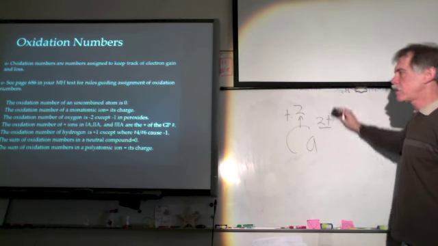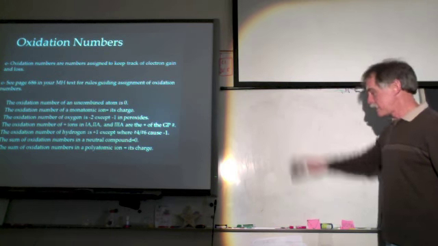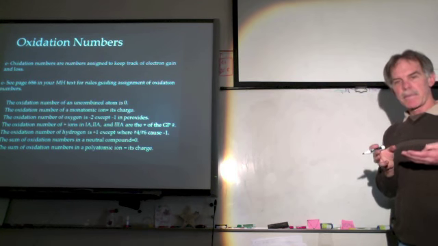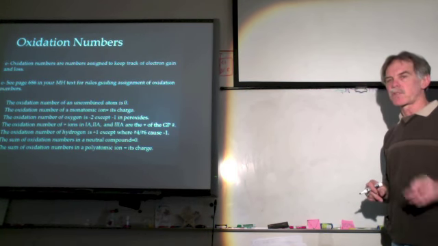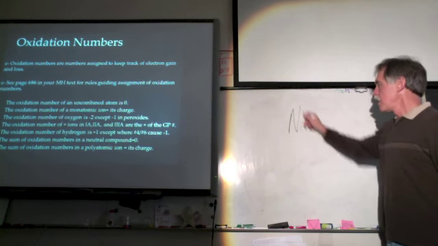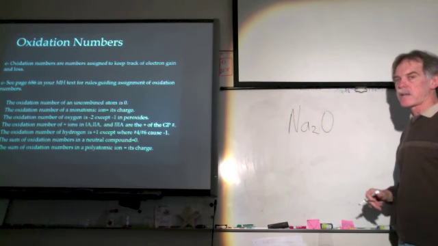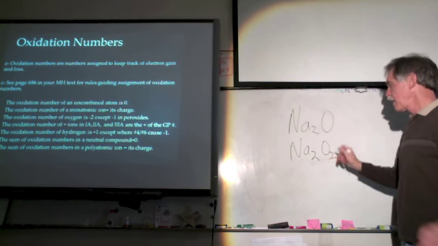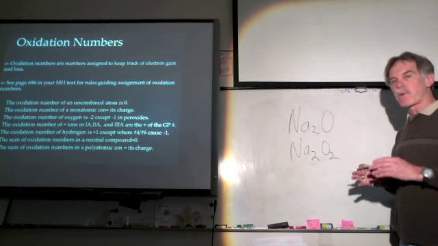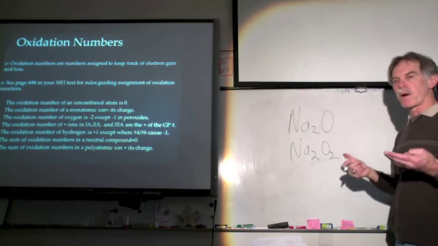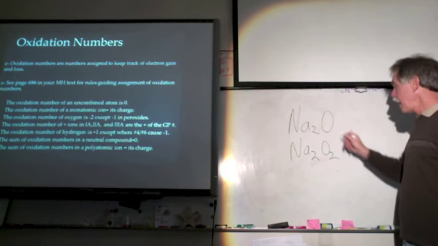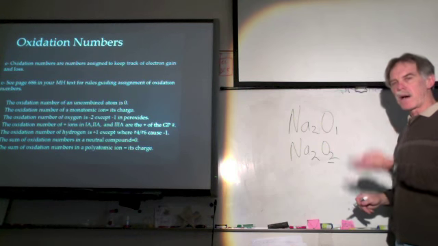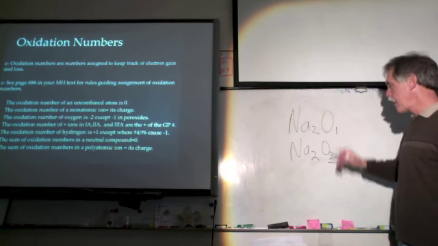Third rule, oxidation number of oxygen is minus 2 except when 1A, 2A, and 3A members make it be minus 1. So in other words, oxygen could be a minus 1. Let's look at some examples. Here's Na2O, sodium oxide. That's regular sodium oxide. Here is sodium peroxide, Na2O2. That would be peroxide. Per means more, like hyper means more, and it has more oxygen, so it's peroxide, more oxygen.